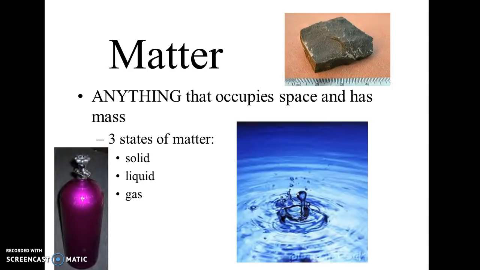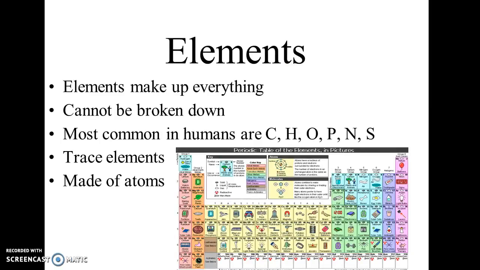Matter is anything that occupies space and has mass. There are three states of matter: solid, liquid, and gas. What is matter made up of? It's made up of elements. Elements are the simplest form of a substance, and they cannot be broken down into a smaller element. There are 25 elements that are essential for life.